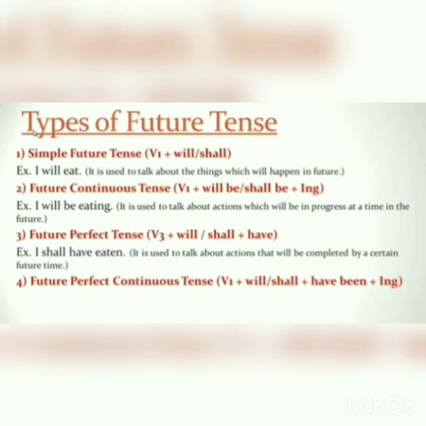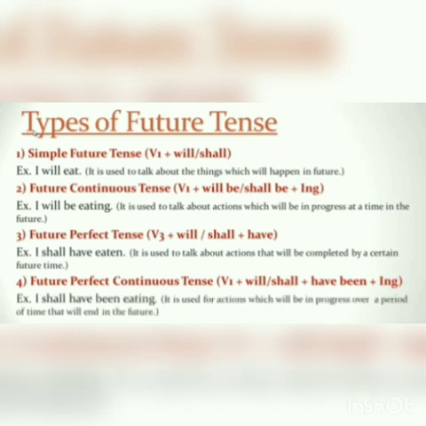Fourth one, future perfect continuous tense. And the structure is V1 plus will or shall plus have been plus ing. Okay, children? Will or shall plus have been. Don't add has or have been plus ing. Example, I shall have been eating. It is used for actions which will be in progress over a period of time that will end in the future. Okay, it still shows a continuity in the future and it is not going to get completed.